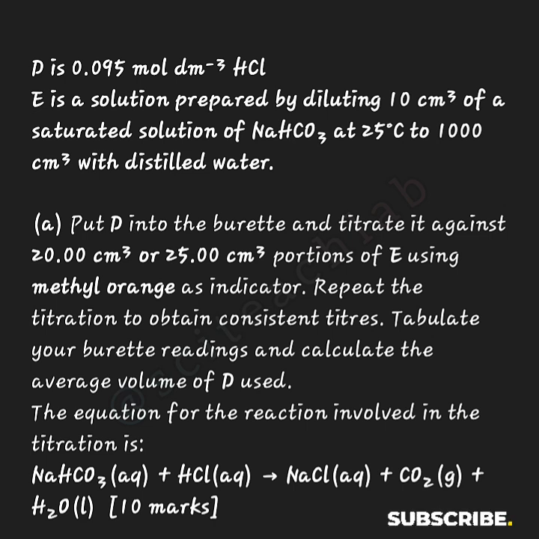So we are going to put D, which is our acid A, into the burette, and then we titrate it against, I'm going to use 25 cm cube to measure my E, which is my base, and I will use methyl orange as the indicator. Let's go there.